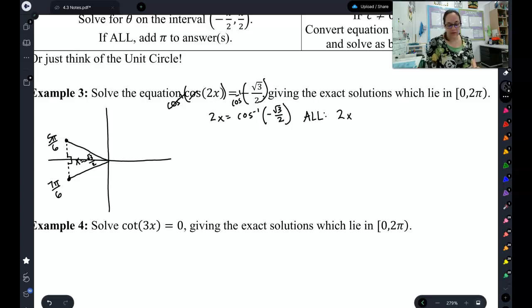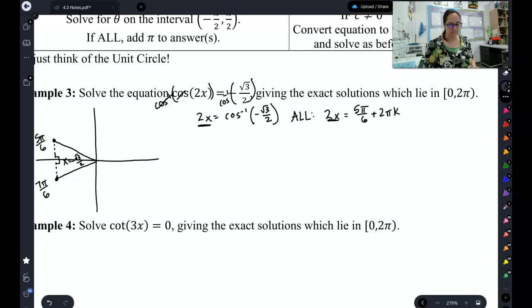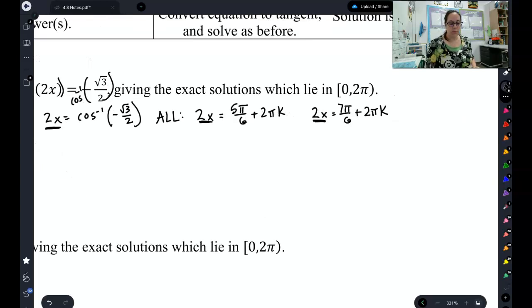So I have my 2x. That is still there. And my first all solution would be 5 pi 6 plus 2 pi k. That's my first all solution. My second all solution, so it also gets a 2x equals, would be 7 pi 6 plus 2 pi k. So those are both the equations for my all solutions. So if this problem said give all the solutions, this is what I would be working with.